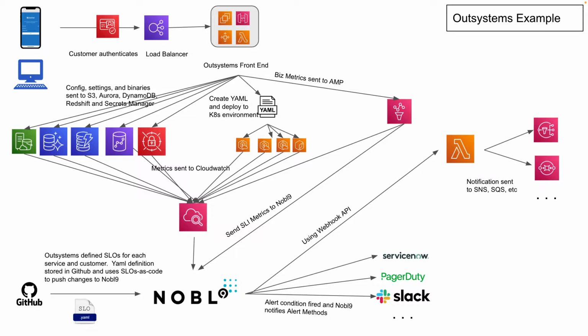Here's a high-level diagram of OutSystems architecture. Their customers use a front end to manage their developments, which consist of using S3, DynamoDB, Redshift, and EKS. They leverage CloudWatch for infrastructure metrics and AWS Managed Prometheus to store their business metrics. The metrics are then pulled into Nobl9 in order to create SLOs.